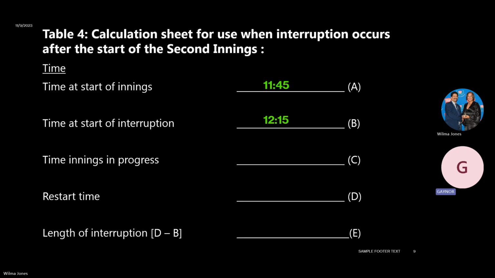Sorry, my mic was on mute. So if I take from 11:45 up until 12:15, that would give me 30 minutes. Correct. And if we go back to our scenario, what was the restart time after the umpires declared the grounds fit to play? They scheduled play to start at 1:25.